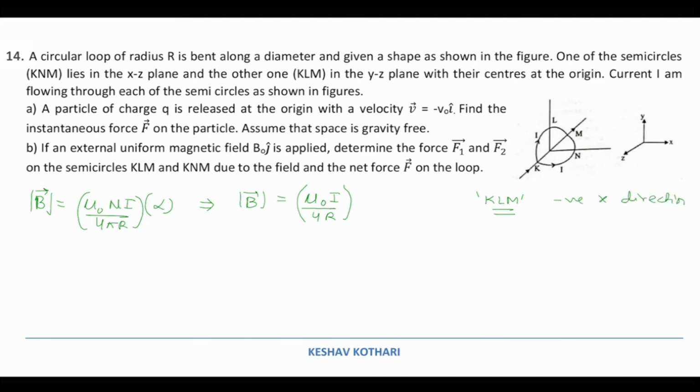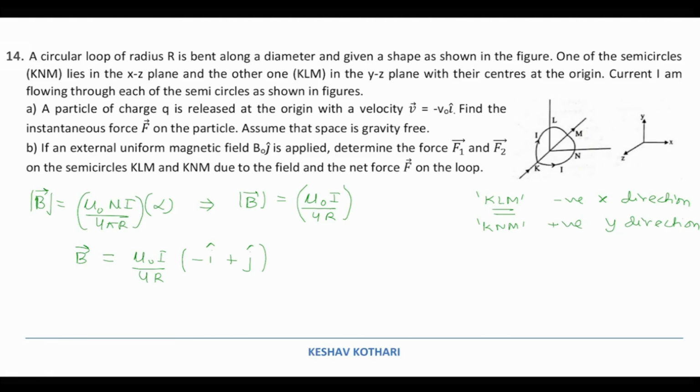This is along the negative x direction, and due to KNM, the direction is along the positive y direction, that is along j cap. So it is simply determined by using right hand rule. If you place your thumb in the direction of current carrying wire, then your palm will give us the direction of magnetic field, and hence we can say that in the vector form we can write B vector as mu naught I upon 4r (minus i cap plus j cap). So this is the value of magnetic field due to the two loops KLM and KNM respectively.